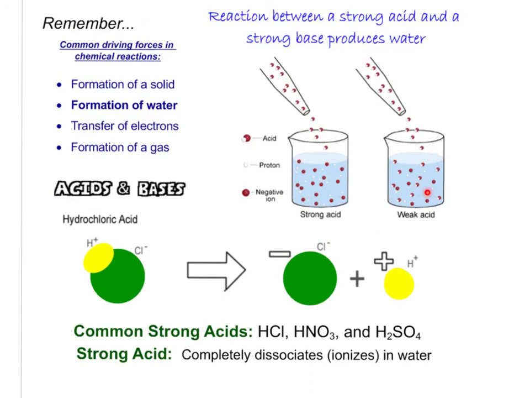Acids, just as a side note, have been known about for a very long time. As a matter of fact, the word acid comes from the Latin word acidus, which means sour. Some common strong acids are hydrochloric acid, nitric acid, and sulfuric acid. Nitric acid and sulfuric acid, back in the 1300s, used to be called mineral acids because they were originally obtained by treating minerals. That's how they were able to obtain those acids.